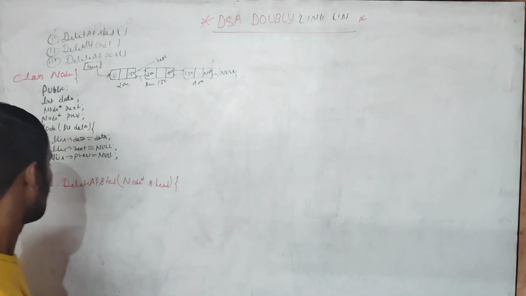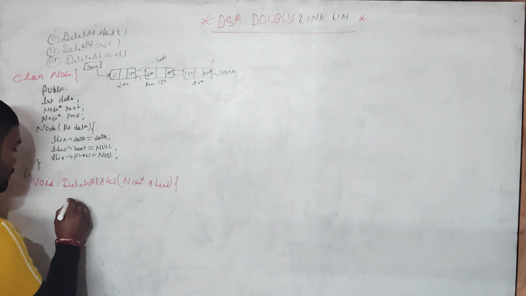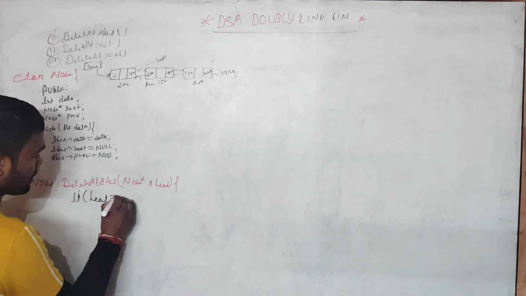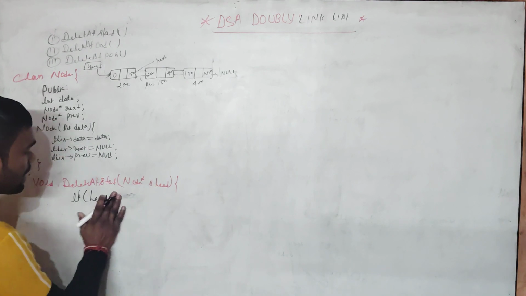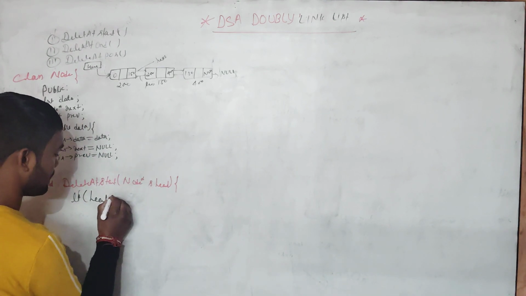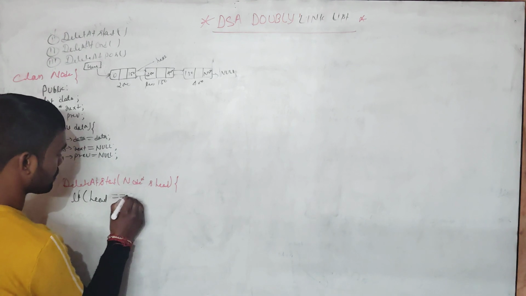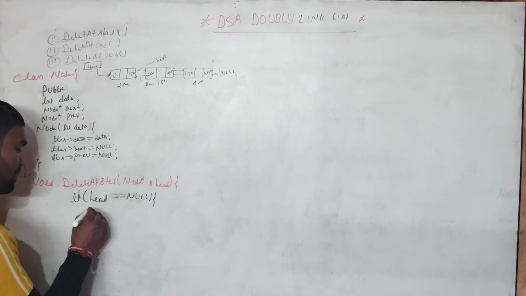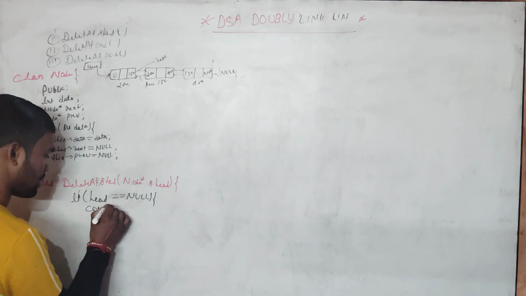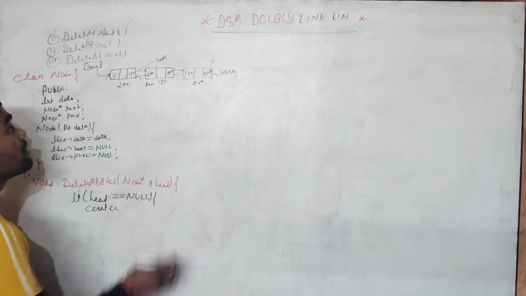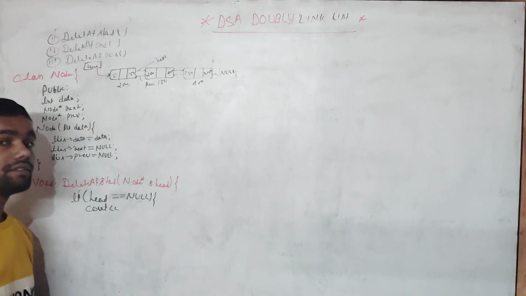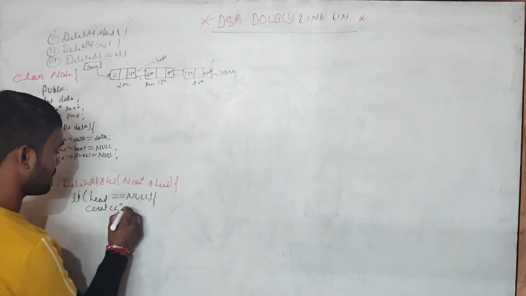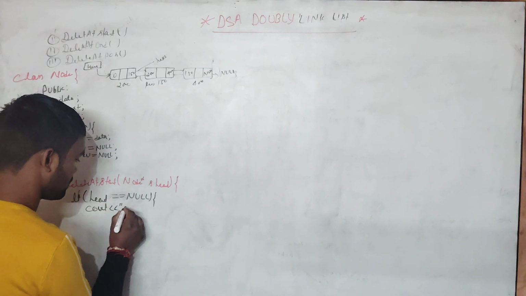I'm writing here if head is equal to null, then print out. If head is equal to null, then how can we delete? The linked list will be underflow. Fine. I'm writing here underflow in cout.